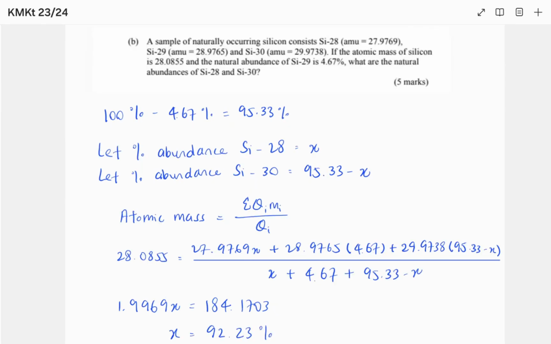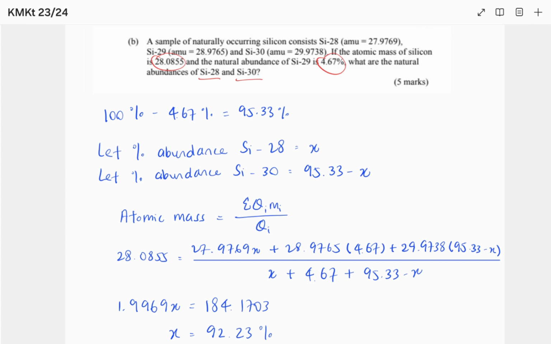So for part B, the question will provide us the average atomic mass for silicon-28, 29 and also 30. And the atomic mass of silicon is 28.0855, and the natural abundance of silicon-29 is 4.7%. So the question asks us to find the natural abundance of silicon-28 and silicon-30.